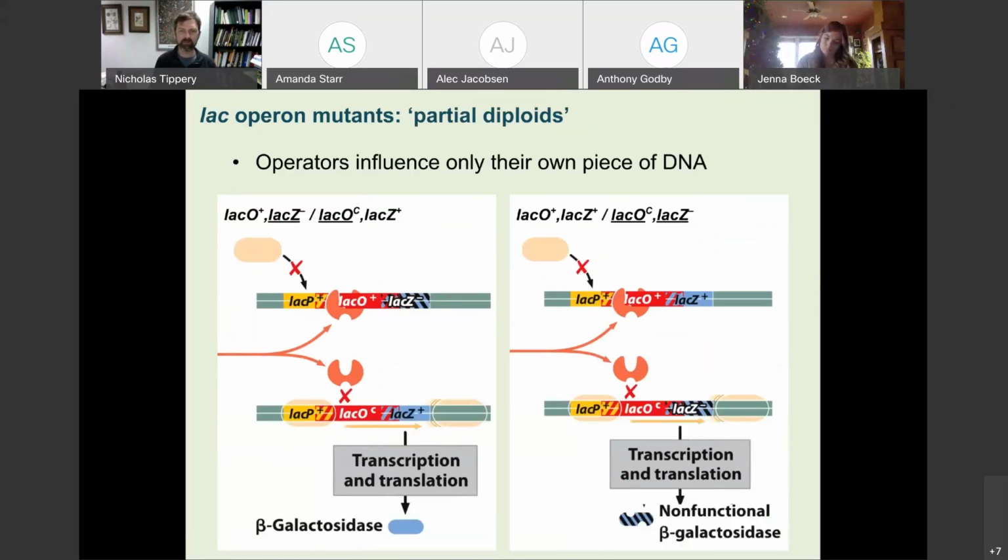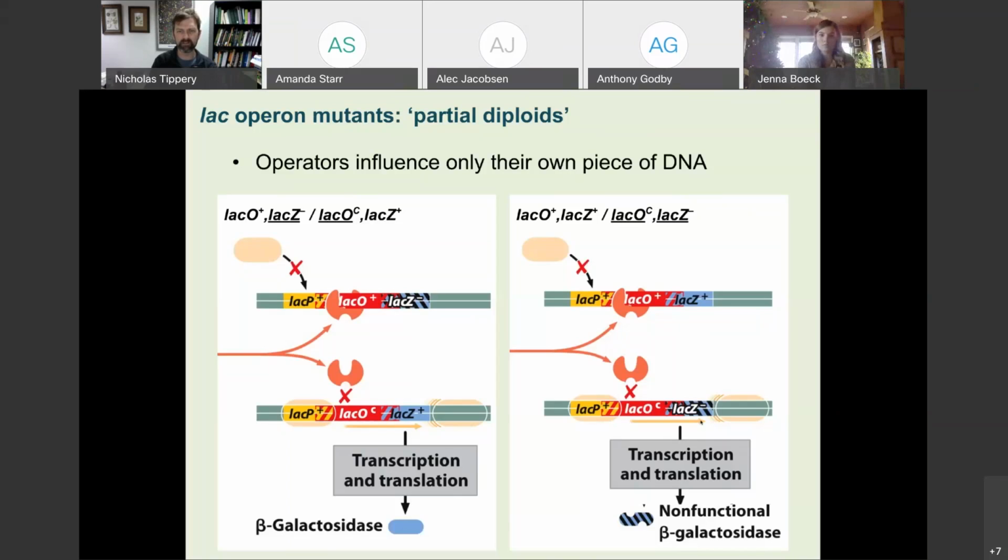So they got pretty creative as they were investigating the Lac Operon. This investigation was looking at the effects of different versions of your repressor molecule, different versions of the operon, and in combination of all these different mutations and wild type versions, what would be the effects?